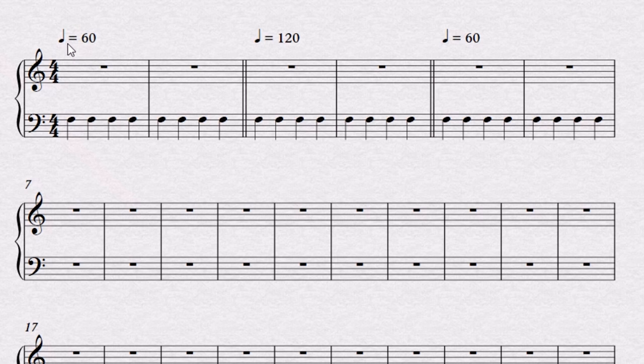A quarter note equals 60. So in Western music, what this is telling you is that you can fit 60 quarter notes in 1 minute. So this refers to the number of beats per minute. So if we can fit 60 quarter notes in a single minute, that means each quarter note lasts exactly 1 second, right? Because there are 60 seconds in a minute.